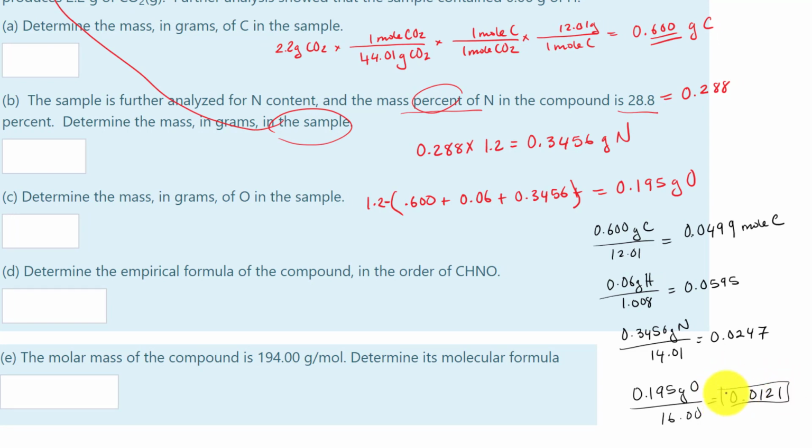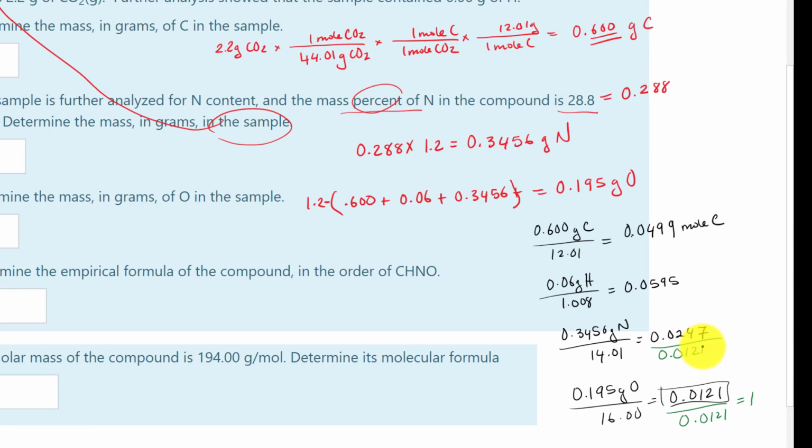This is the lowest one. So now we can get our mole ratio. We're going to divide by the lowest one to get our mole ratio, and of course that turned out to be 1. Carbon turned out to be 2.04, which is going to be 2, okay? And then for hydrogen, this turned out to be 4.9, which we can estimate to 5. And then for nitrogen, 0.0247 over 0.0121 turned out to be 2.04, about 2.